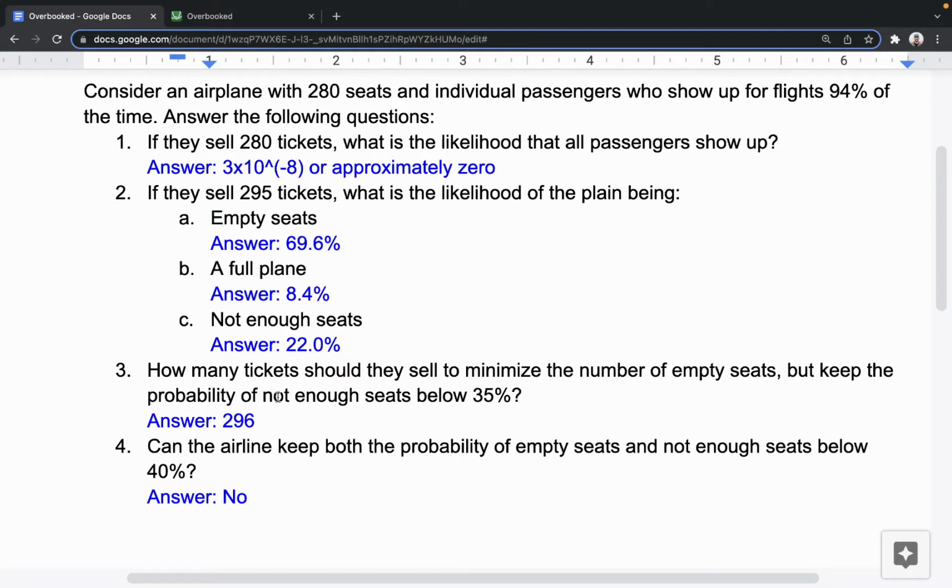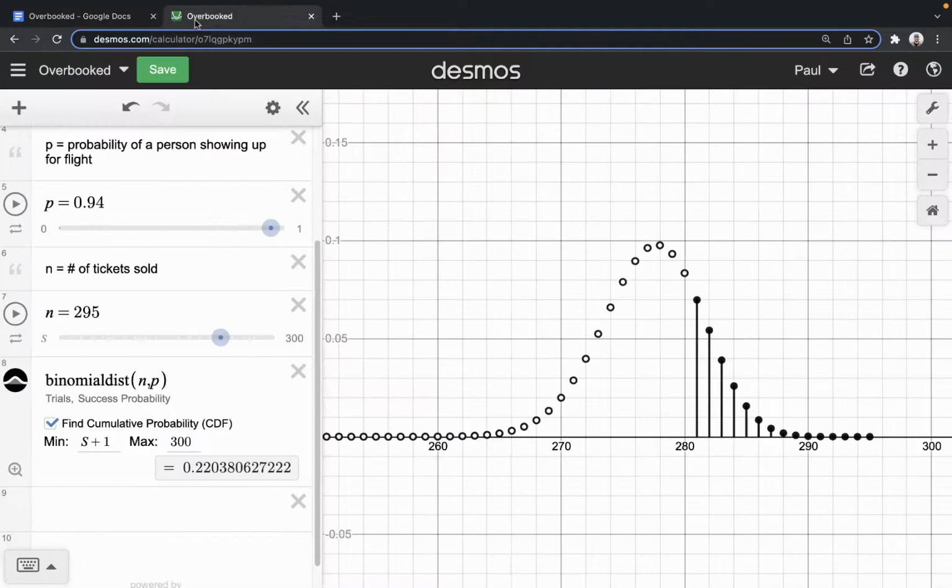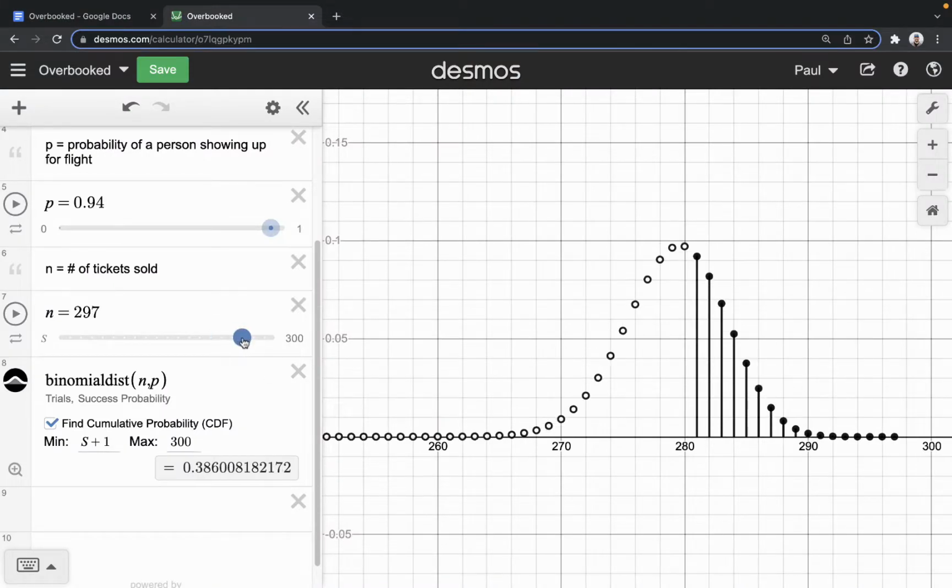The next question is, how many tickets would they sell to minimize the number of empty seats, but keep the probability of not enough seats below 35%? So we want to keep both sides at a minimum, but we have a specific minimum for the probability of not enough seats. So right now we're looking at not enough seats. If we go from 296 to 297, we go over that 35%. We want to keep that under 35%.